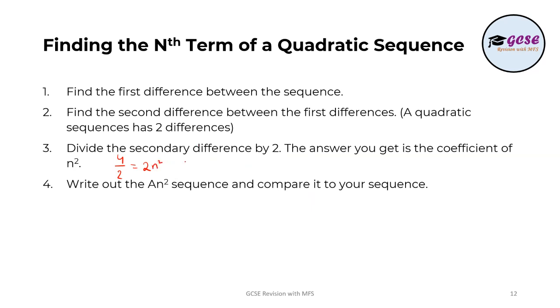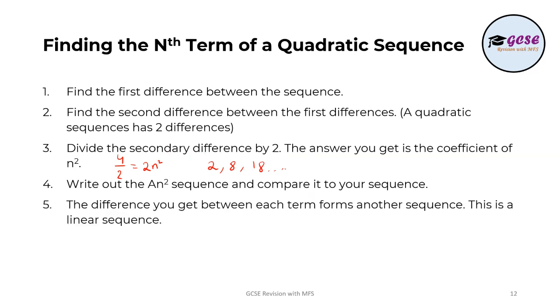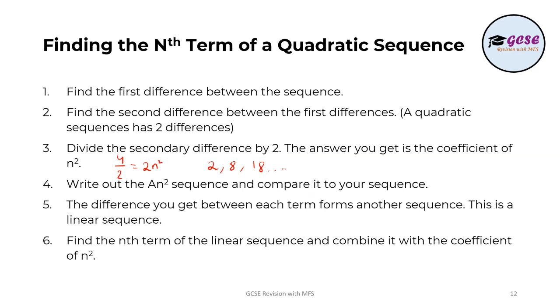Now you write down the sequence of 2n squared. So it will be 2, then you substitute in 2 in the place of n. 2 squared is 4 times 2 is 8. Then you substitute in 3 in the place of n. 3 squared is 9 times 2 is 18, and so on. So you get your sequence, and then you compare it to the 2n squared sequence. And then you get a difference each time, and that will give you a linear sequence. And then finally you work out the nth term of your linear sequence and then you add the coefficient of n squared on.